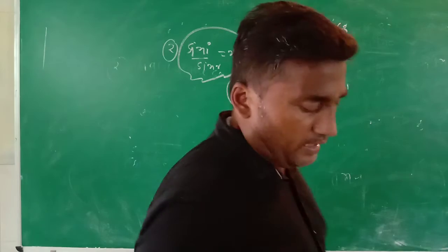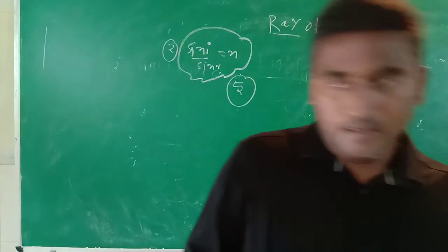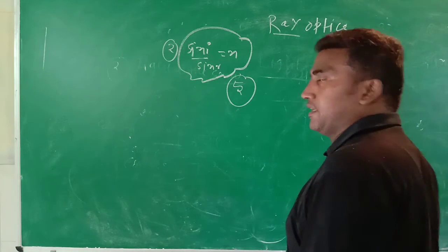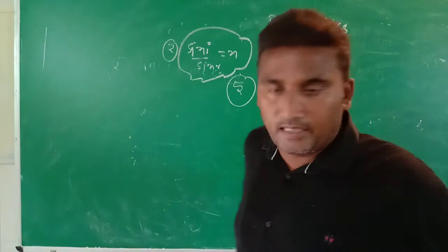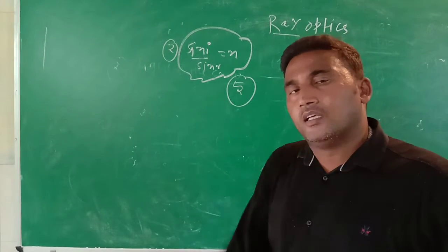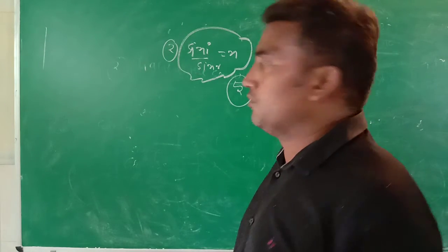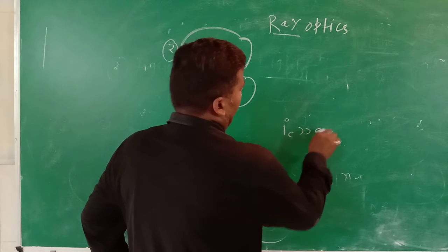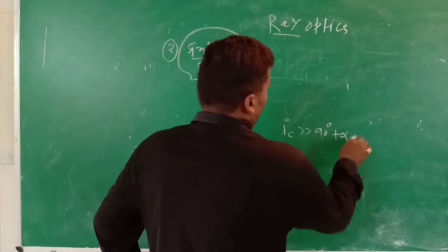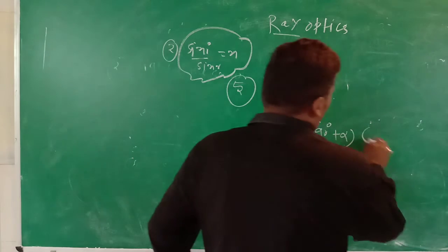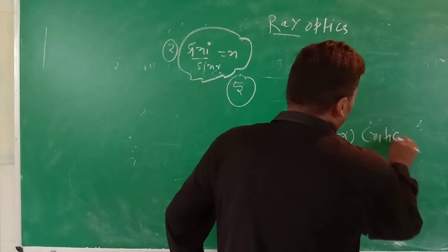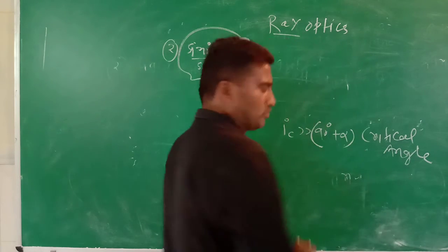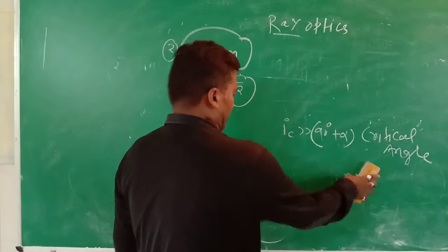We now discuss another important topic in the properties of light: total internal reflection. What is total internal reflection? When a ray of light passes from a denser medium to a rarer medium, if the value of the incident angle i c is greater than 90 plus alpha, which is known as the critical angle, the phenomenon is called total internal reflection.